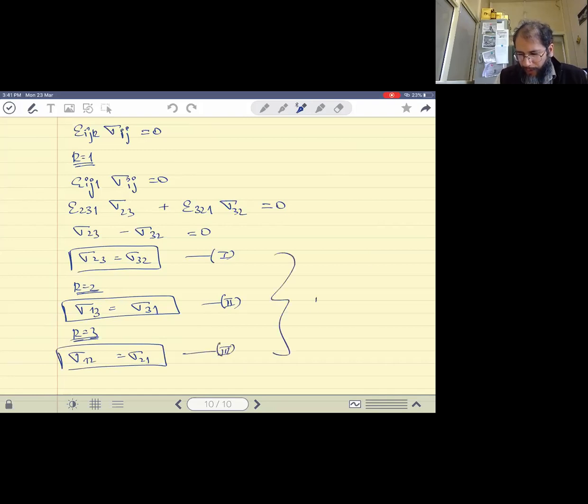So these tell us that sigma ij is equal to sigma ji, or sigma is symmetric. Okay. So let's stop here, and we'll talk in a bit more detail about sigma being symmetric and its effects in mechanics in the next class.